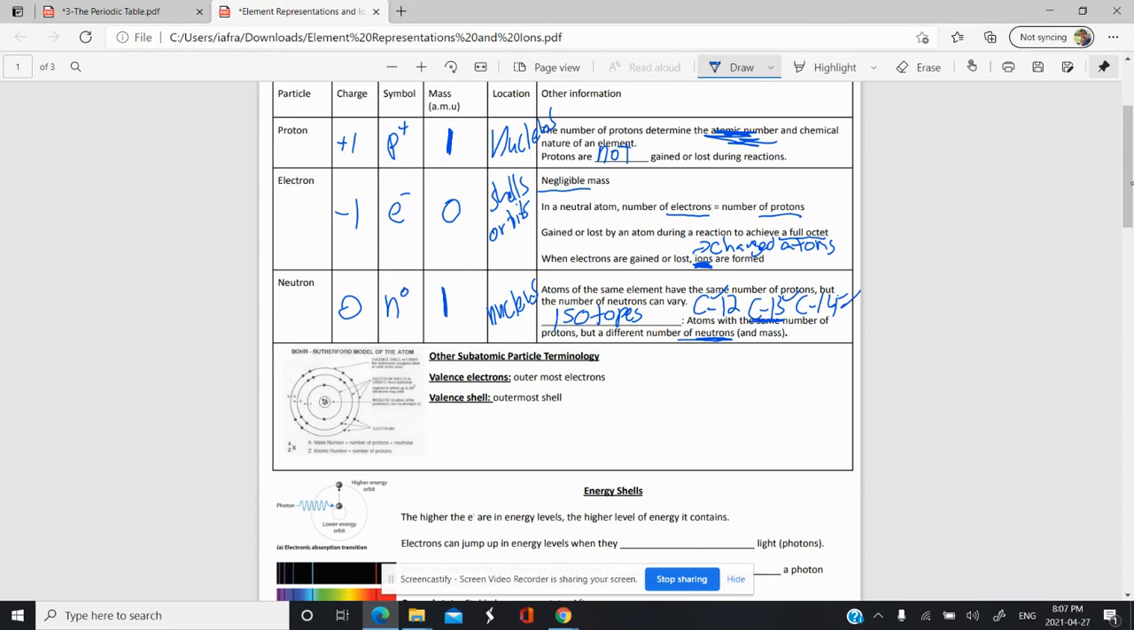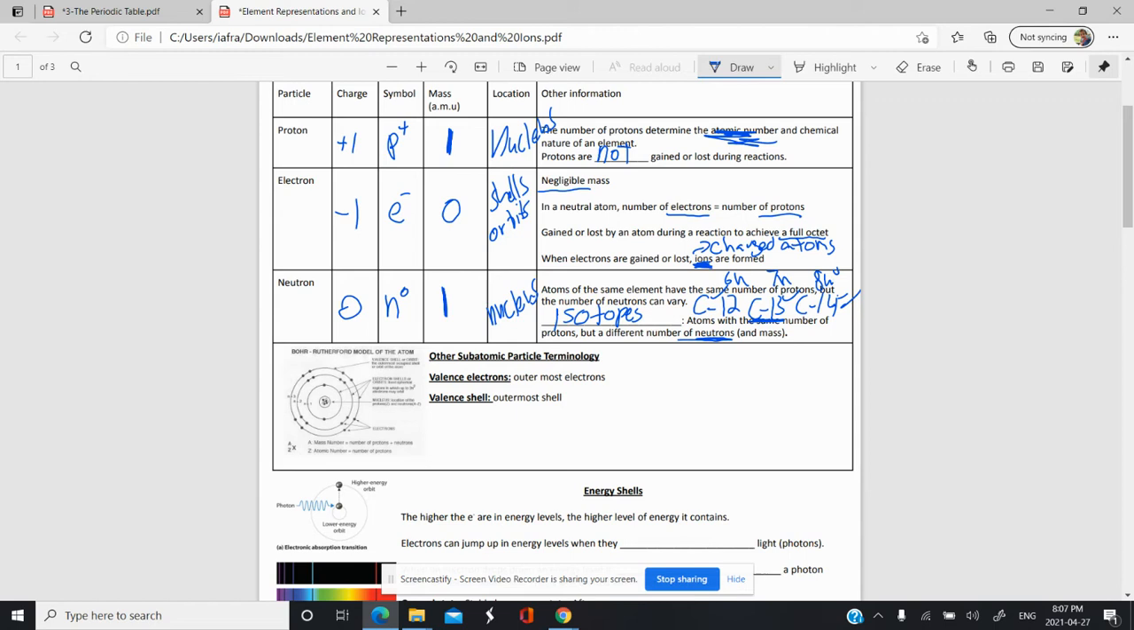So they would all have 6 protons each, but the number of neutrons would differ. So for example, this would have 6 neutrons to add up to 12. This would have 7 neutrons to add up to 13, and this would have 8 neutrons to add up to 14 when you have the 6 protons in there. And so those are called isotopes, and we have a whole lesson on that coming up shortly.